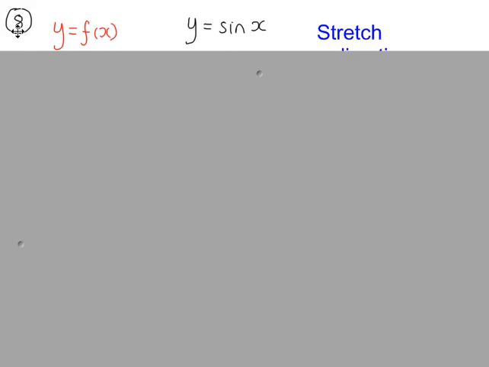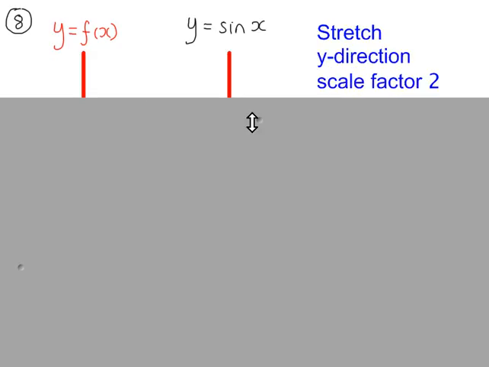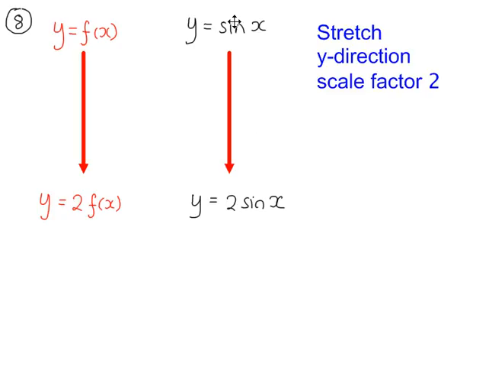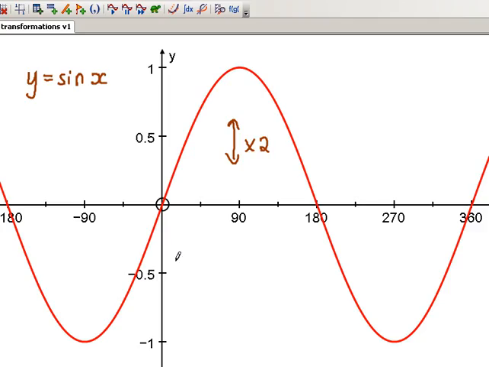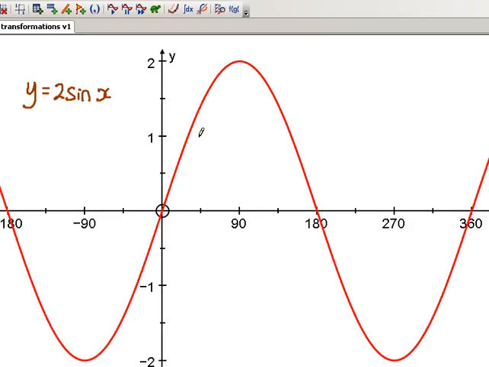Example 8, a stretch in the y direction, scale factor 2. So this time we're just multiplying the original equation, so the sine x, by the scale factor. So y is equal to sine x will be stretched by times 2 in the y direction to give y is equal to 2 sine x. So this graph has a maximum of 2 and a minimum of minus 2. So the y-coordinates have been multiplied by 2. The x-coordinates are unchanged.